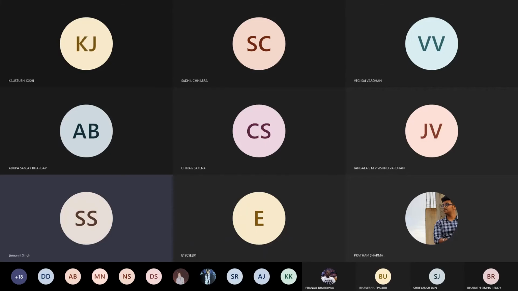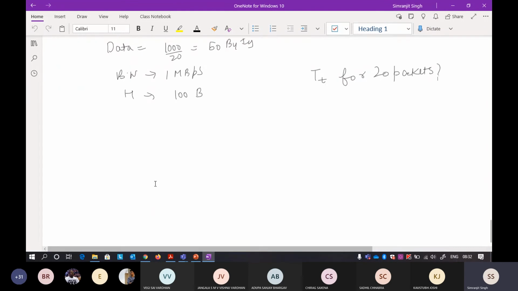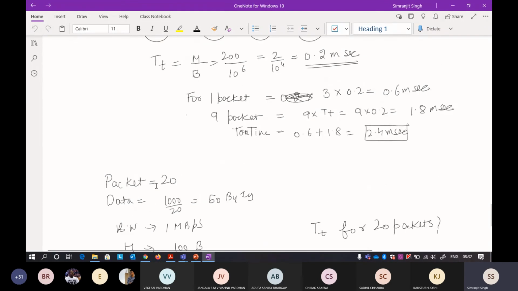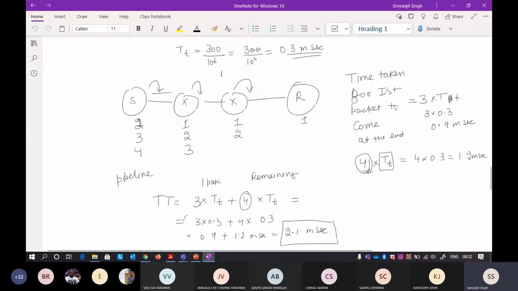We have seen that we were using the pipeline topic inside packet switching. The main advantage of packet switching is that you can divide the communication, a message, into various packets and send the packets across the network.